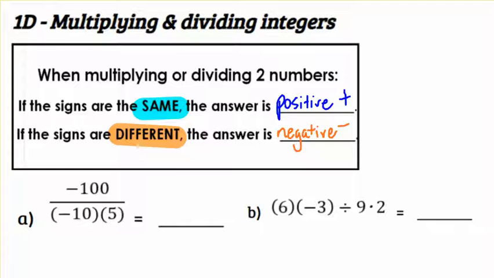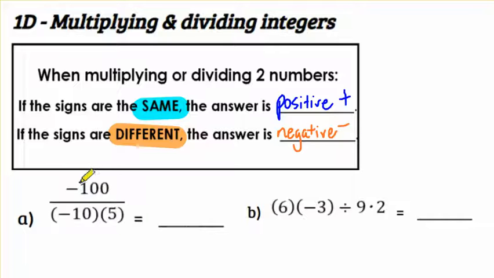Okay, now we get into multiplying and dividing, and I have just basically copied from our INB the rule that we discovered. Remember how we did those patterns in the table and we figured out that when we are dividing or multiplying two numbers, if the signs are the same, meaning they're both positive or both negative, your answer is positive. If the signs are different, meaning one is positive and one is negative, the answer is going to be negative.